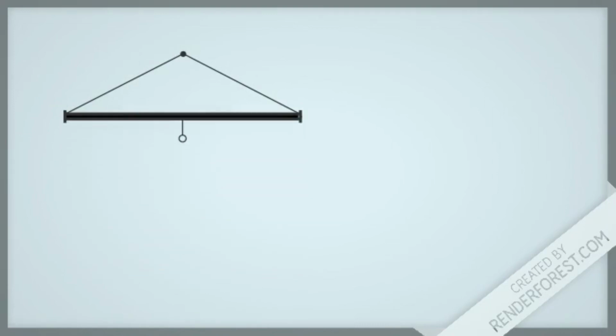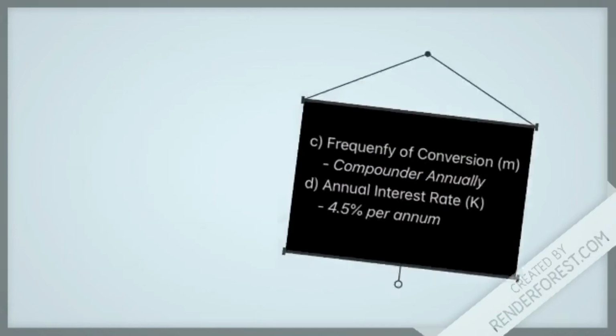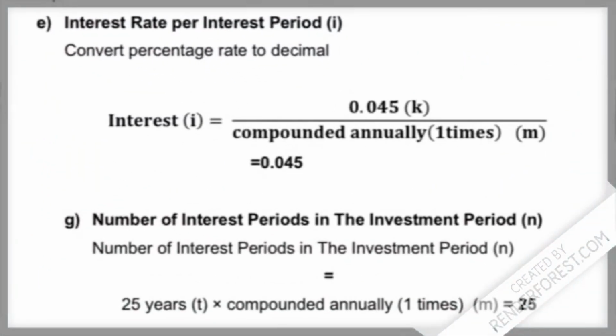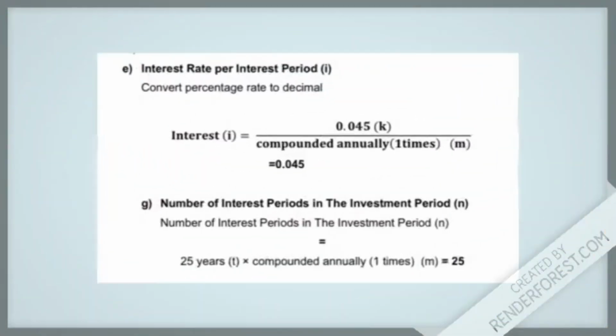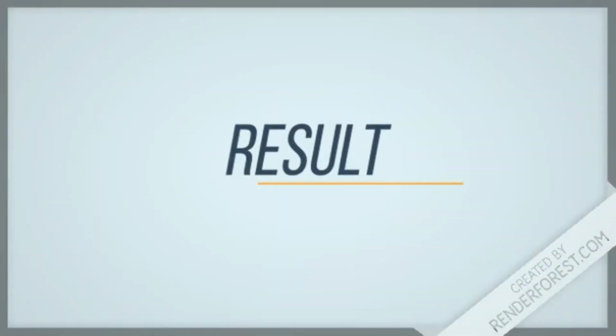Thus, the interest rate per interest period. So the formula is I equals K over M, which is 0.045 over 1, since compounded annually is 1 time. So the answer is 0.045. The number of interest periods in the investment period: the formula is N equals T multiplied by M. So 25 years multiplied by compounded annually, which is 1 time, and the answer is 25.